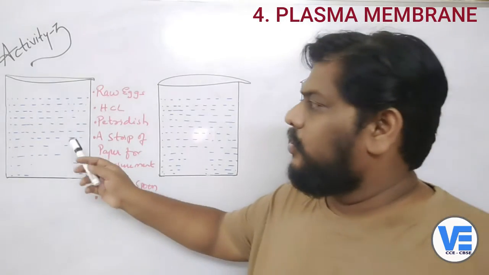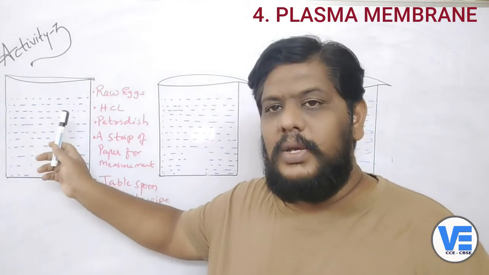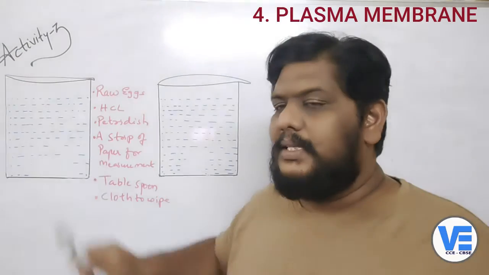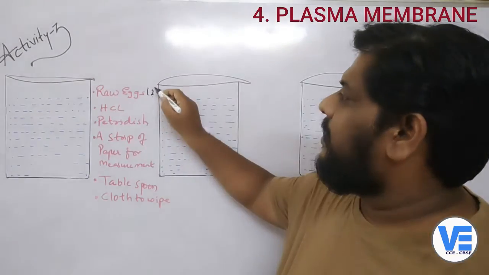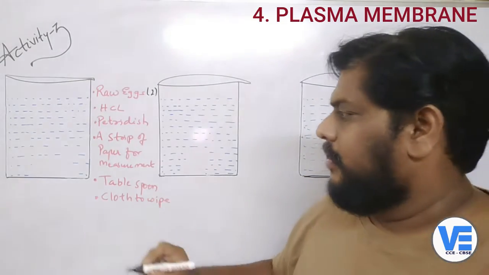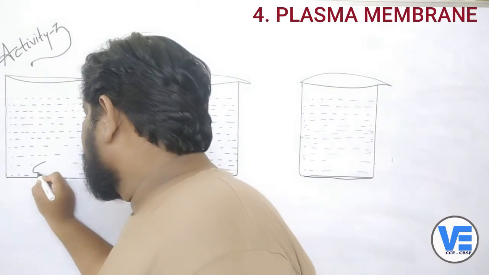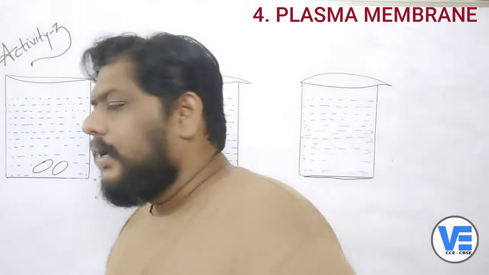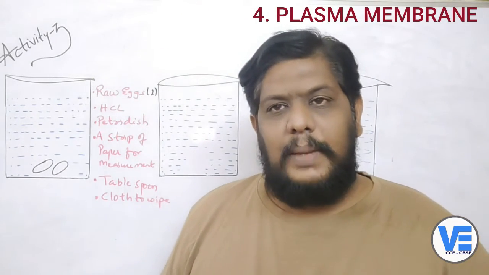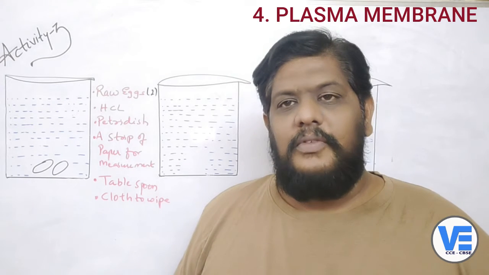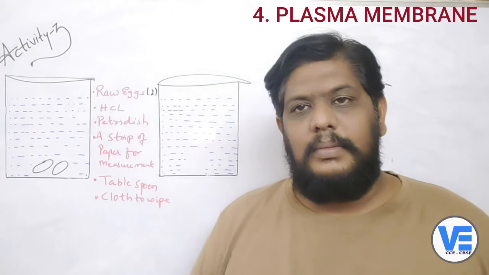So here what we are doing is taking the dilute HCl, and in this dilute HCl, as we said already, we are taking the raw eggs, two in number. So I'm putting those two eggs here in the dilute HCl. You keep this apparatus as it is for around 4 to 5 minutes.